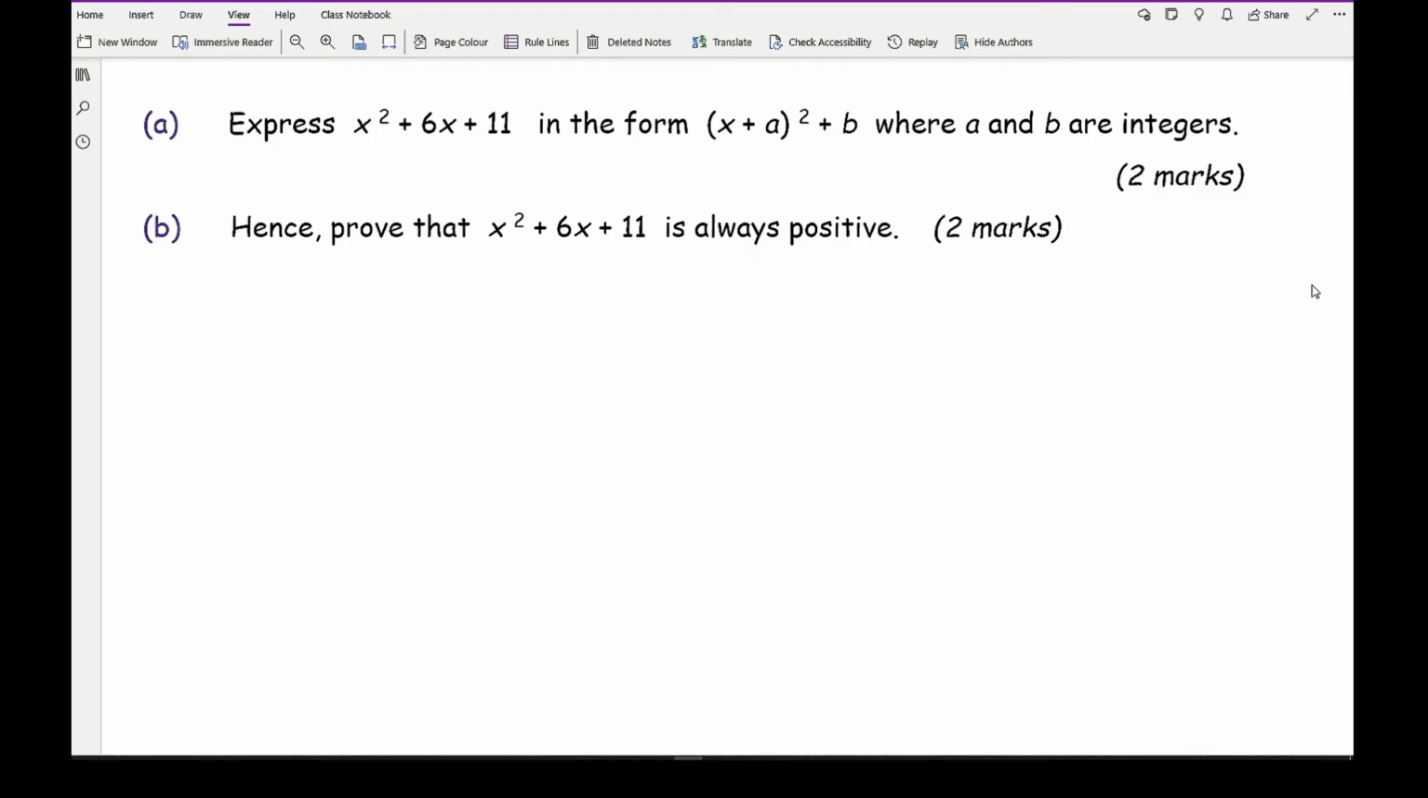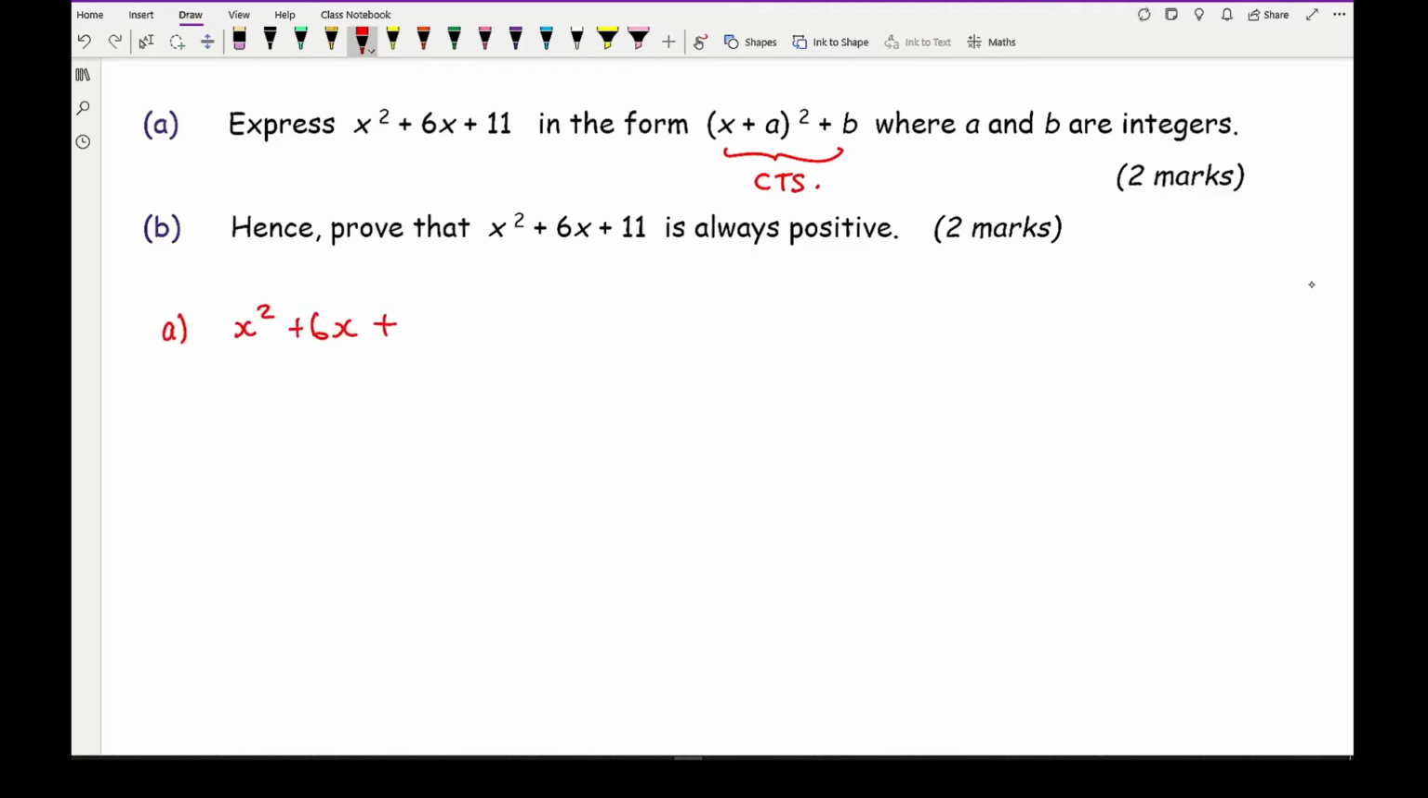So in this particular question, it's asking us to express x squared plus 6x plus 11 in the form (x plus a) squared plus b. First things first, what I need to spot is that this is completing the square. So looking at part A, I've got x squared plus 6x plus 11. Formatting this in the form, what I need to do is set up my x squared plus 11, because that's always going to be the same. Then the number that's inside the bracket is always the coefficient of x divided by 2, which in this case is plus 3.